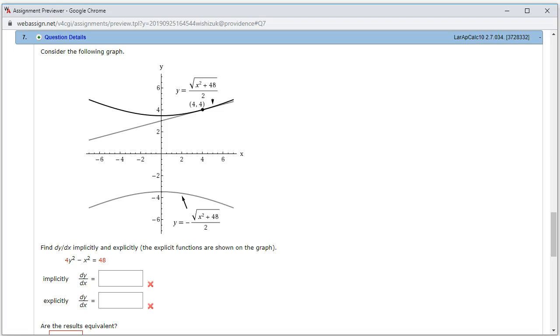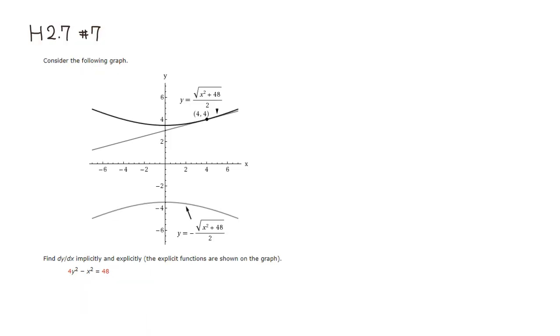Alright, let's look at homework 2.7, problem number 7. We want to find dy over dx both explicitly and also implicitly. So let's do that. Let's do the implicit differentiation first.